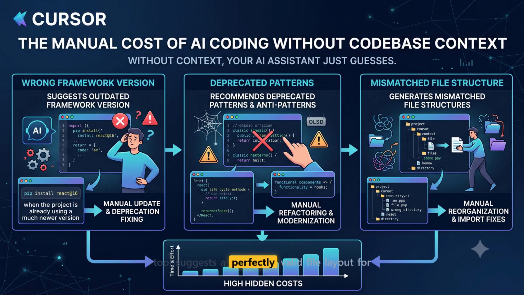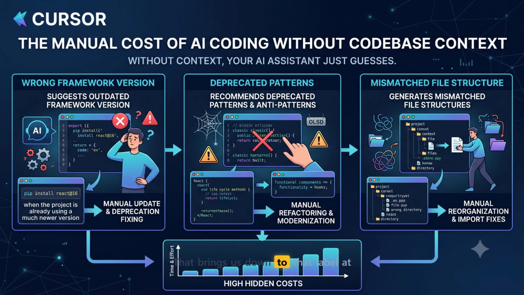The tool suggests a perfectly valid file layout for a generic project, but it completely clashes with your actual team repository structure. It places a utility file in a nested directory that does not exist or uses an export pattern that breaks your custom build pipeline. So now you are manually moving files around, fixing broken import paths, and realizing that the trust gap is widening. Every suggestion feels like a gamble.